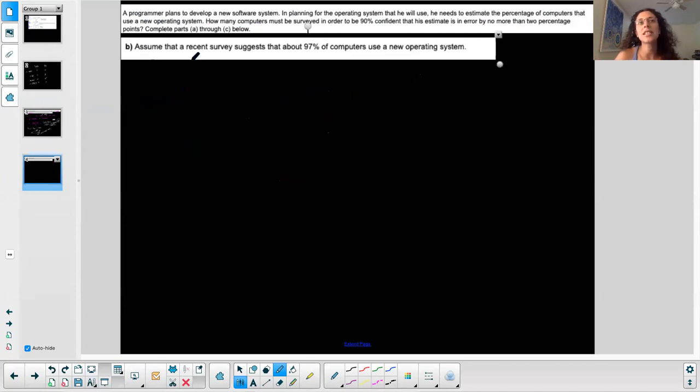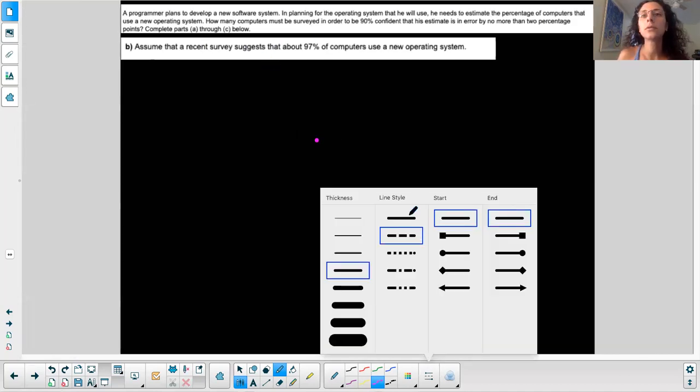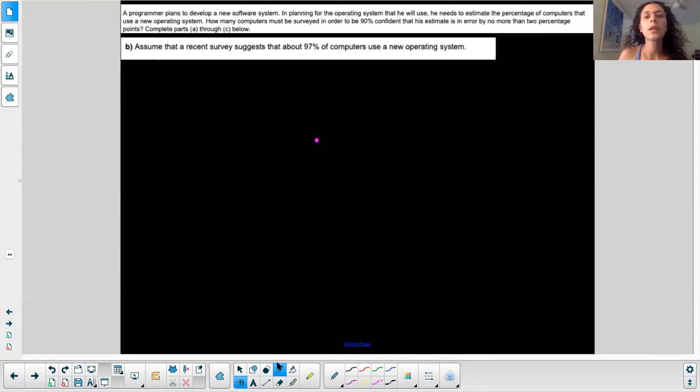The only difference is now we can assume that a recent survey suggests about 97% of computers use a new operating system. So now we are given a percentage of them, of that sample. So we're given p hat.